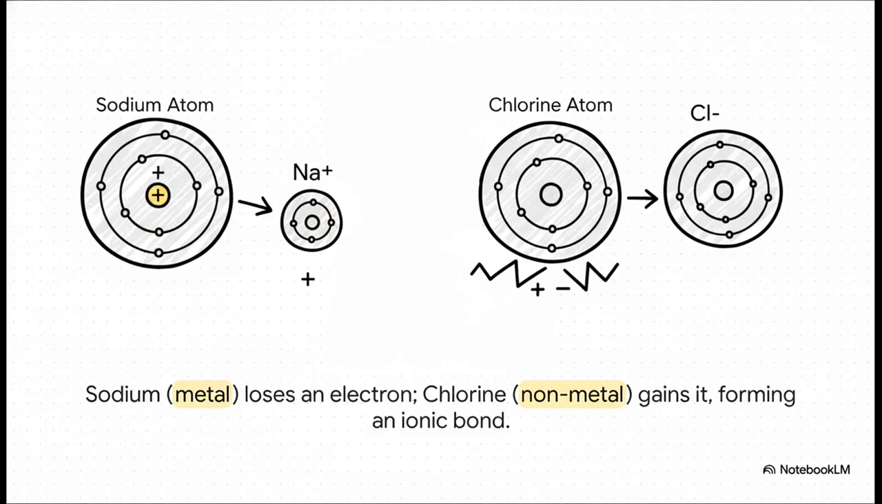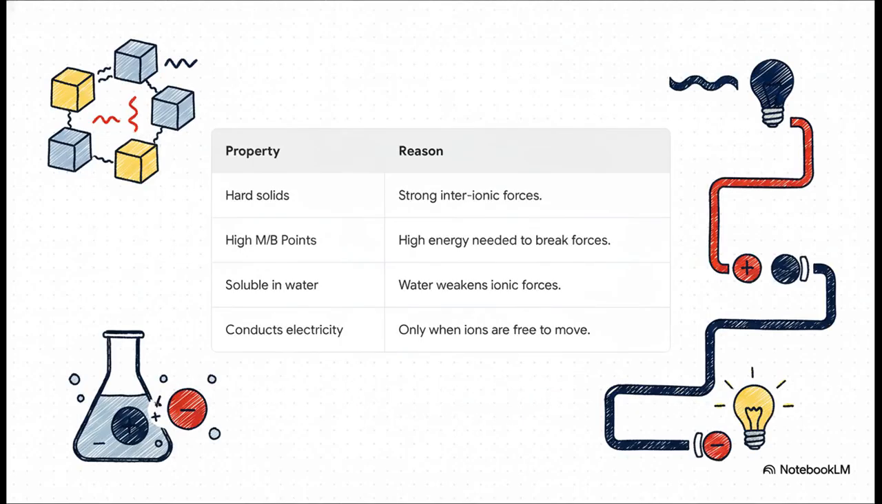When it loses a negative electron, it becomes a positively charged ion, which we call a cation. Chlorine, a nonmetal, accepts that electron. When it gains a negative electron, it becomes a negatively charged ion, or an anion. And it's the strong force of attraction between this positive and negative ion that holds them together. That's your ionic bond. Now, all the properties of ionic compounds are because of this incredibly strong bond.